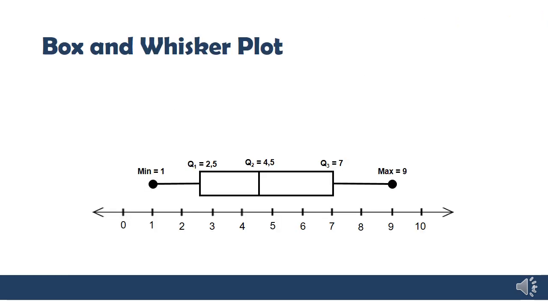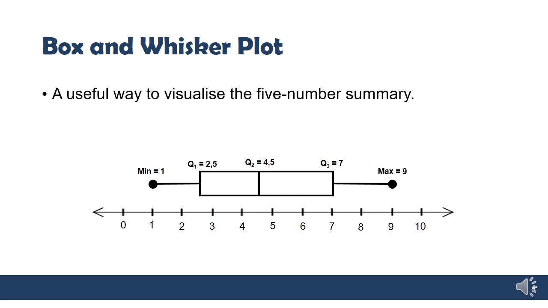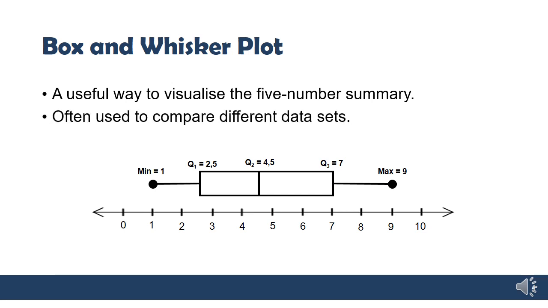Now that we've drawn our first box and whisker plot, let's talk about what a box and whisker plot is and what it's useful for. It's a useful way to visualize the 5-number summary. So I can see straight away where my minimum and maximum values and each quartile are. And I can also see how the data is distributed. We often use it to compare different data sets, and we'll see an example of this just now.